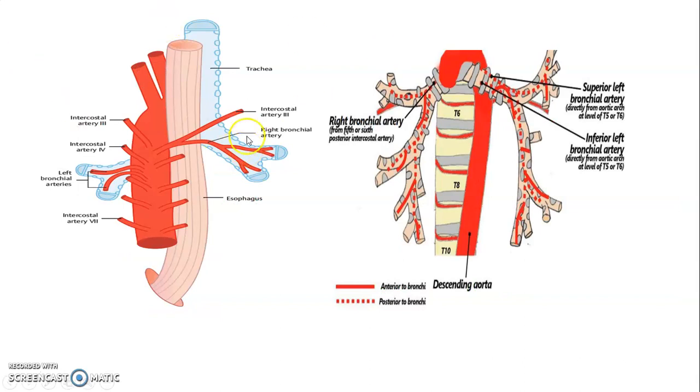So this just shows you the bronchial arteries. This is the bronchial artery here, branching, and the bronchial arteries on the superior and inferior parts.